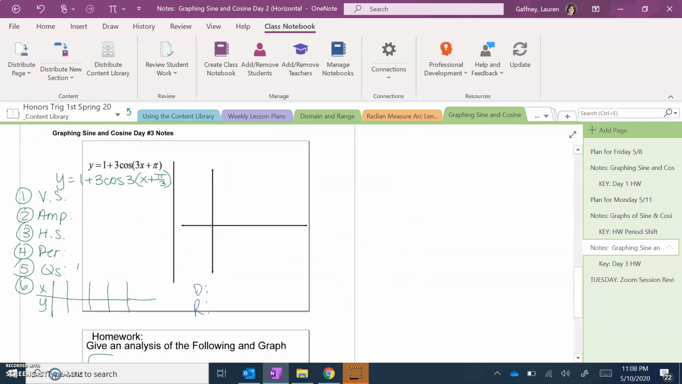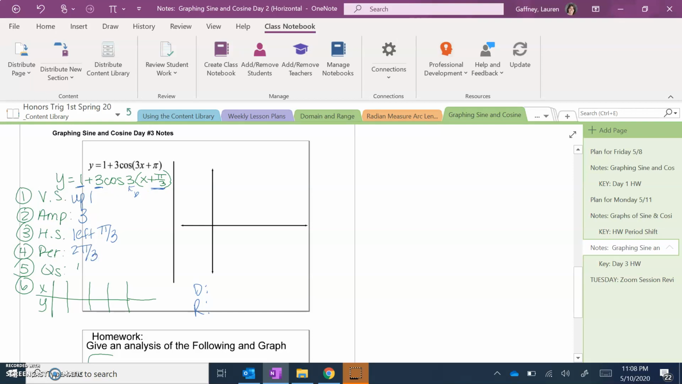Last one. Okay, so this one involves cosine. So it moved up 1 because of the +1. The amplitude is 3 because of that guy. My horizontal shift. Now this is a plus pi over 3, so that means it moved left pi over 3. Okay, the period. So this is that b value. So take 2 pi divided by that b value, so 2 pi over 3.